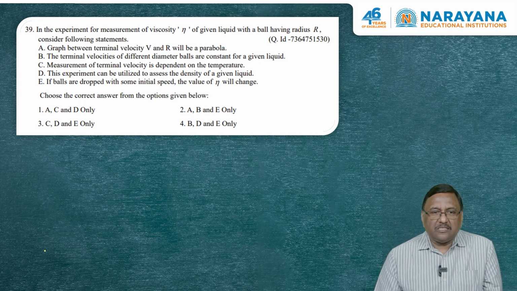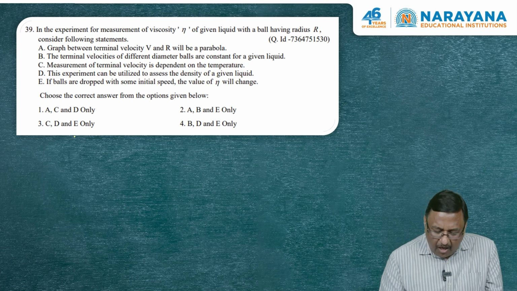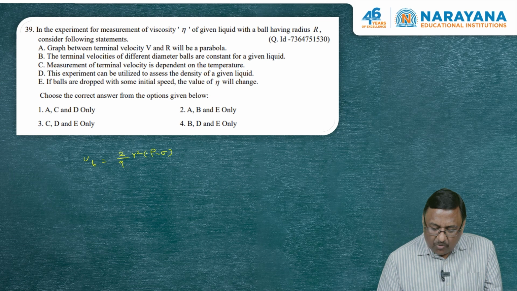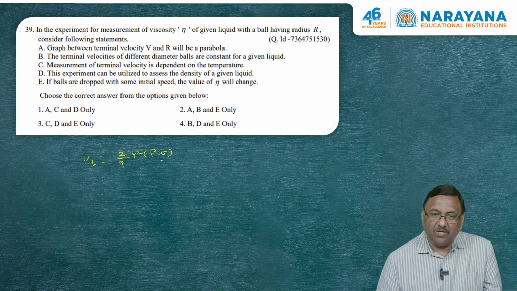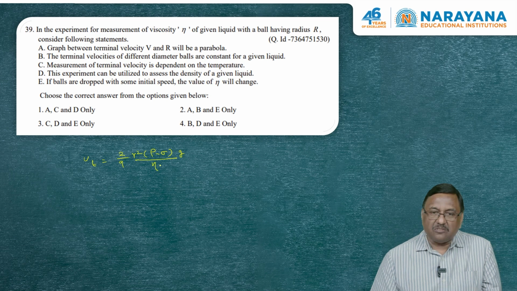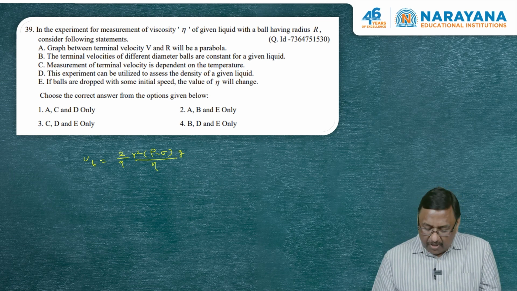Yes, I hope you can understand this is the right statement, because if you know how to write the terminal velocity, hopefully most of you may be remembering, v terminal is going to be 2 upon 9 r square into rho minus sigma. Rho is the density of the body, sigma is the density of the liquid, into g divided by the coefficient of viscosity. This is the formula for writing the terminal velocity for a body falling in a liquid of density sigma.